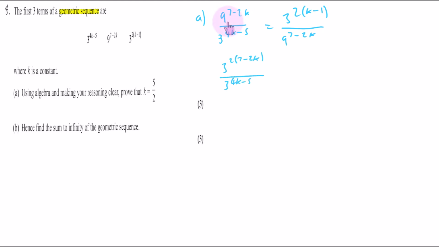It's a geometric sequence, so remember to use the geometric formulas in the formula book. Look at this pattern. That's A, AR, AR squared. What can we do? The ratio between the second term divided by the first term must equal this term divided by this term. Then we can simplify that by matching powers. That will probably be the easiest. So make that 3 squared times 7 minus 2k, and make that 3 squared times 7 minus 2k here, like so.